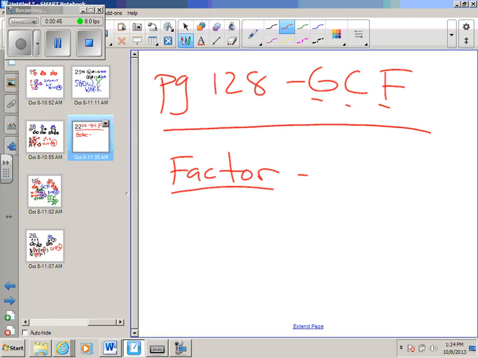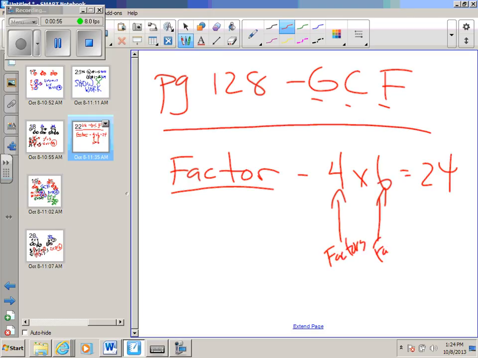So if we had 4 times 6 equals 24, your factors would be the 4 and the 6. The 24 is known as your product. Okay? So when we talk about greatest common factor, we're talking about the largest factor that two numbers would have in common. And the process by which we find that is very similar to what we just did for homework with our factor trees.